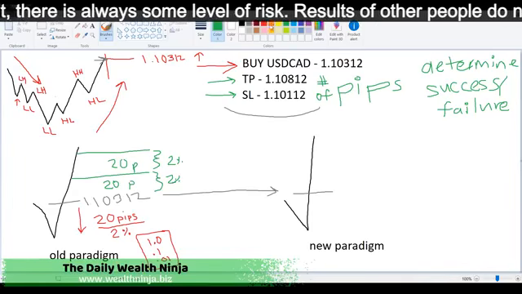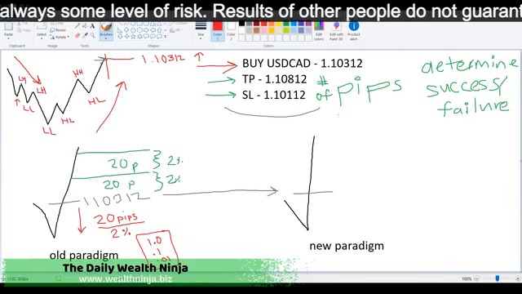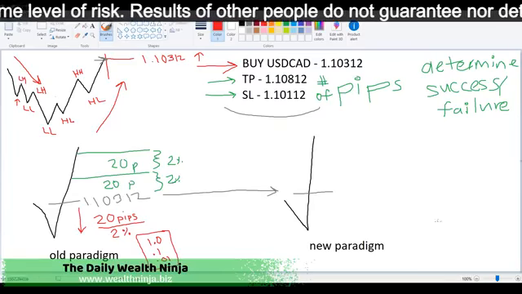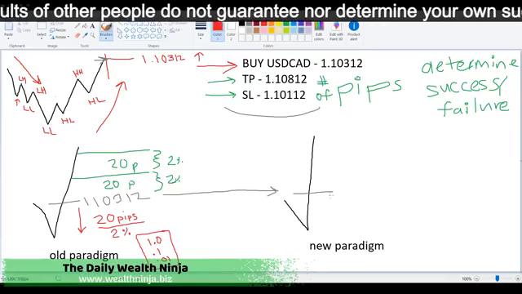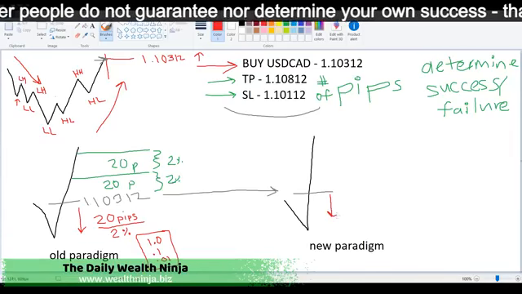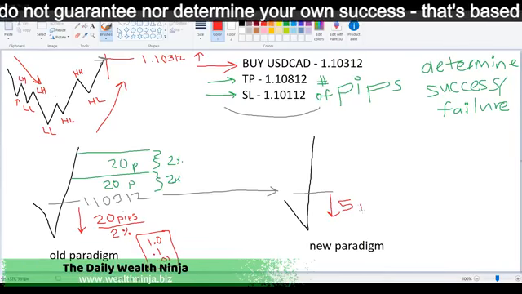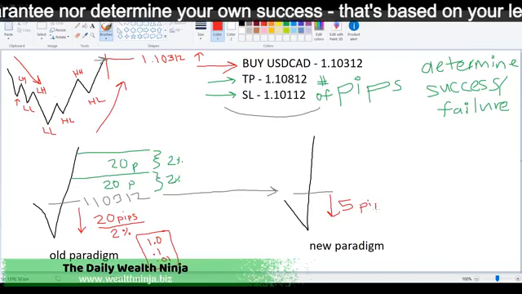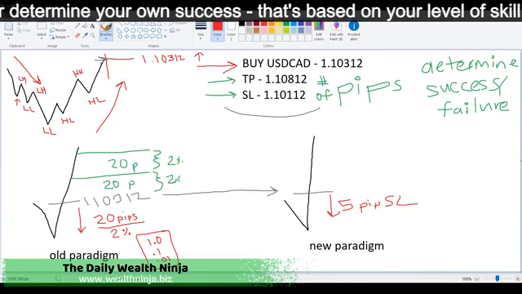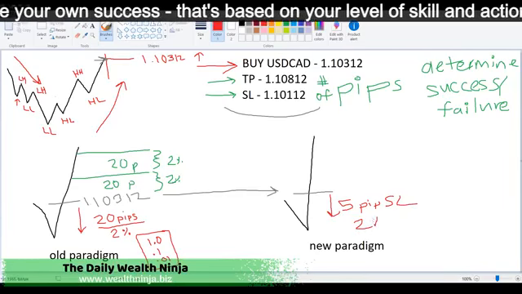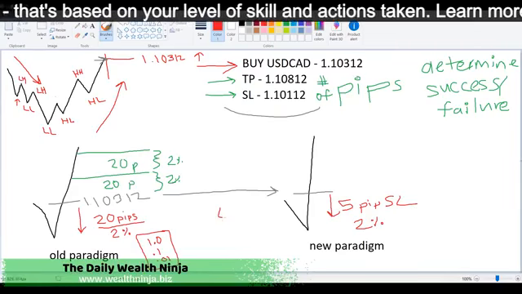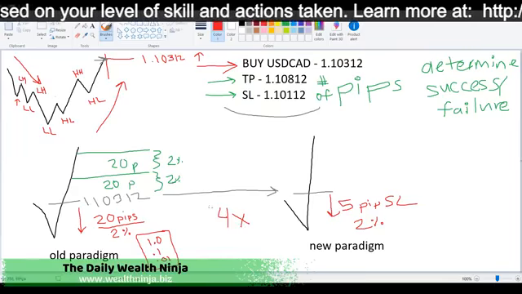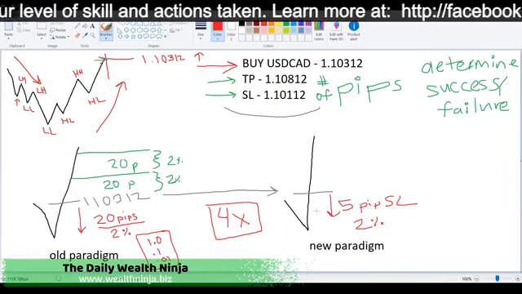Well, let's say that you learned something pretty nifty from this mentor and trainer that I've been talking about, and he talks about how you are able to use, let's say, a 5 pip stop loss, okay? 5 pip stop loss. And it's still 2% of your account. All right, so this is a 4 times difference, okay? I want you to keep that in mind.